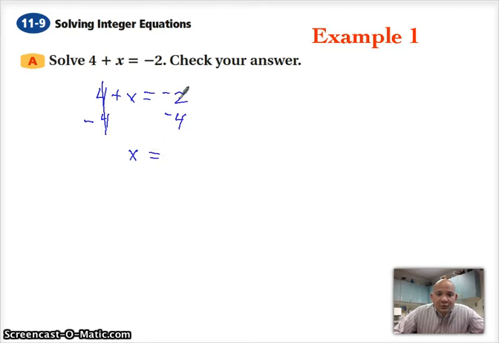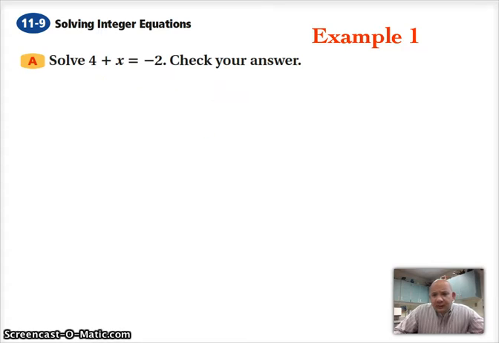Then we have a negative 2, subtract a positive 4. When we have a negative 2, subtract a positive 4, we can go ahead and think of that as a negative 2 plus a negative 4. That's easier to understand lots of times when we add integers. Negative 2 plus a negative 4 makes it more negative, which is negative 6. Answer for this first problem, x equals negative 6.